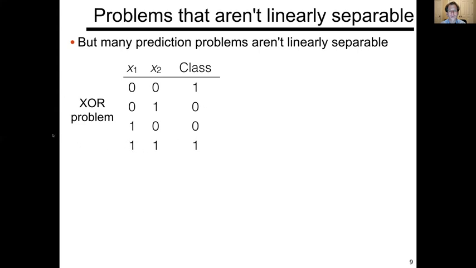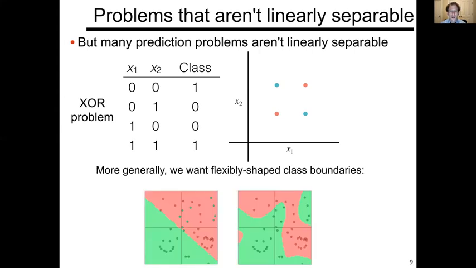And we can visualize this in the following way. It's sort of immediately obvious once we visualize it that there's no way to draw a hyperplane in this space that would separate the red dots from the blue dots. This is a simple example, but more generally, we want models that can build and learn flexibly shaped class boundaries. This is an important part of pattern recognition for intelligent agents. And so how are we going to do that?